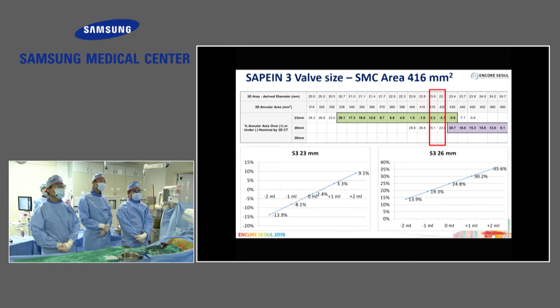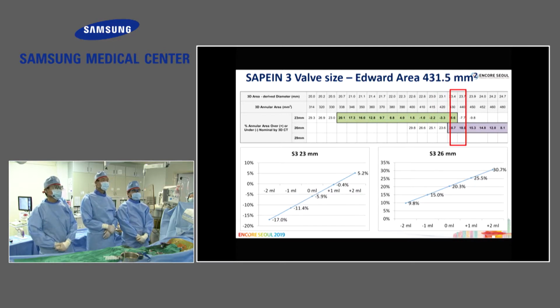So we selected the Sapiens valve, and the valve area is 416. So it's borderline between the 23 and 26 millimeter valve. The 26 would be oversized. Yes, but Edwards recommended measurement is 431, so also a borderline area between the 23 and 26 millimeter valve. Edwards measured the systolic phase, 25% phase, so slightly larger than our measurement. Okay, next.